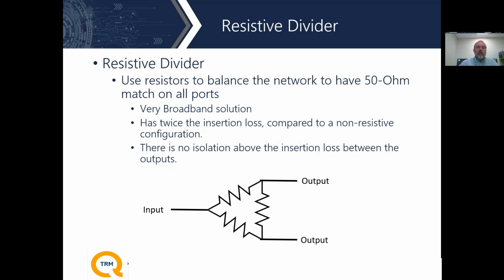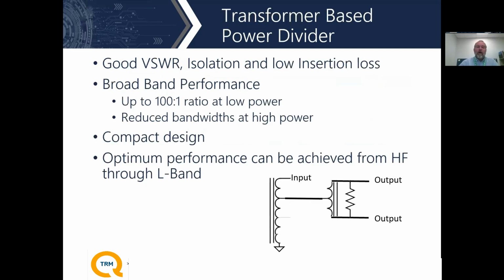Also, in addition to that, there is no isolation between the two outputs. As you can see, this is a Y configuration, or a delta configuration, which means that going from an input to an output or from an output to an output is the exact same circuit. Therefore, there is no difference between the insertion loss versus the isolation. Again, this works very well over a very broadband frequency range. It has very high insertion loss, therefore it has a very low power handling capability, and there is no isolation between the outputs.